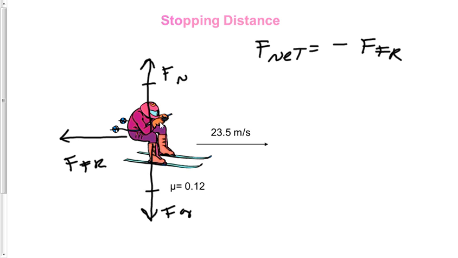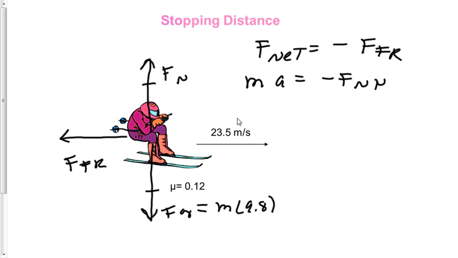Now we don't know the mass of this person, so we're going to leave some variables in there that may cross off for us today. Force net equals mass times acceleration is equal to minus force normal mu. Remember, normal and gravity equal each other. In this case, force gravity will equal m times 9.8. We leave a variable m in there because we do not know the mass.